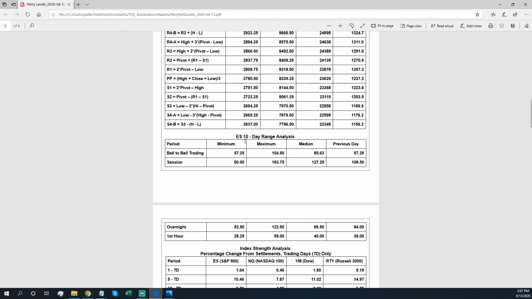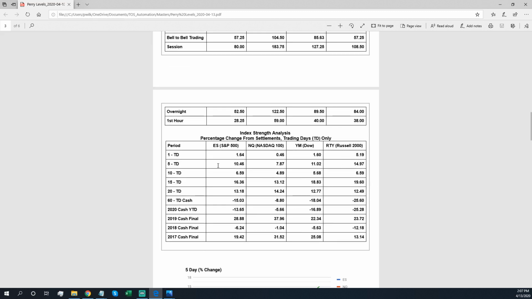And then we get down to the, just for the ES, the S&P 500, the 10-day range analysis, right? We got the minimum and maximum range for bell to bell, session, overnight, first hour. We got the minimum, the maximum, the median day, and what happened the previous day. So you can really look to see if there's range expansion, range contraction, etc.